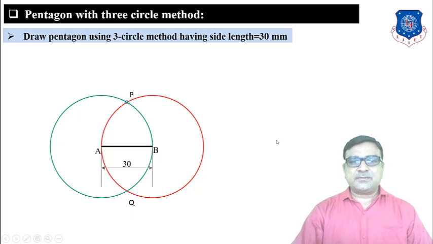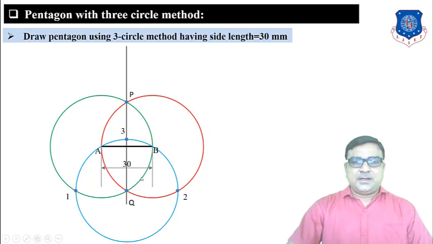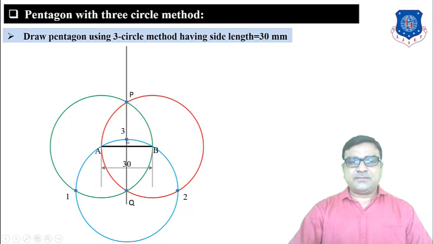Now draw one line passing through P and Q, which always passes through the midpoint of line AB. Now the third circle is drawn with Q center and QB radius, or 30 mm radius, which intersects the vertical line and the two previous circles at 1, 2 and 3. Now you have to draw a line from 2 passing through 3 and extend, and another line from 1 and 3 and extend.